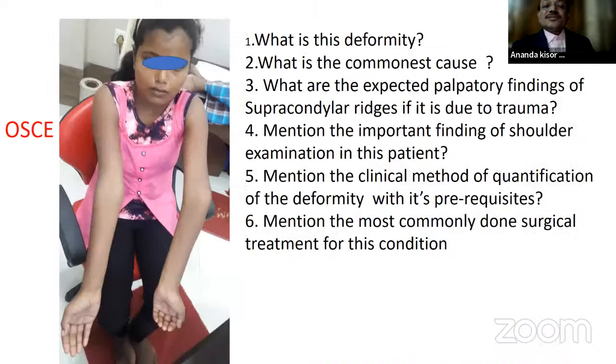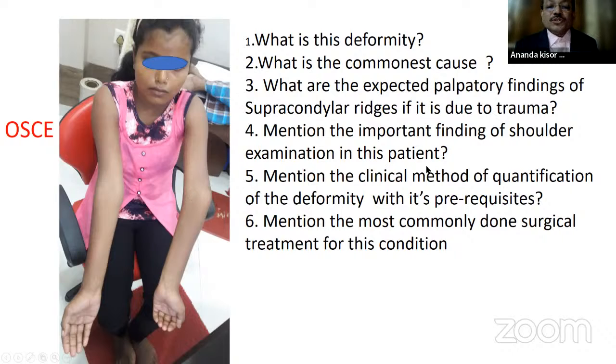Now, after this difficult OSCE, this is a very common OSCE we encounter. What is this deformity? As you can see here, this is a cubitus varus deformity. What is the commonest cause? It is a malunited supracondylar fracture. What are the expected palpatory findings? All of you know, it is the thickened supracondylar ridge on both sides.